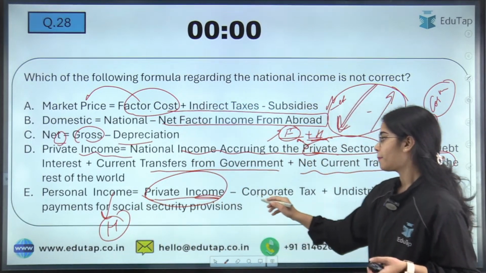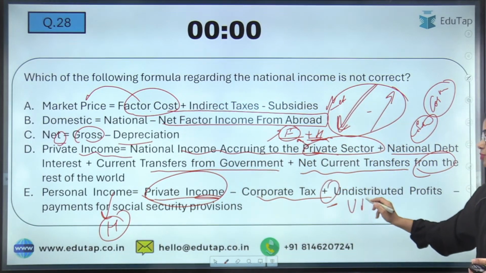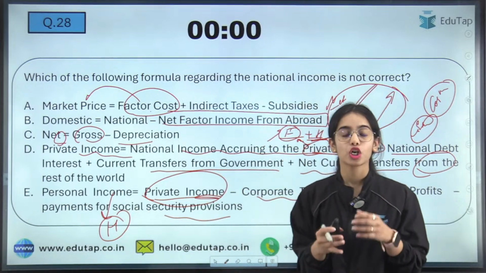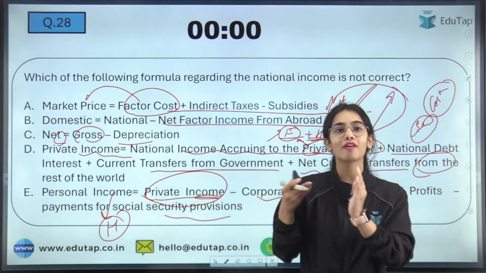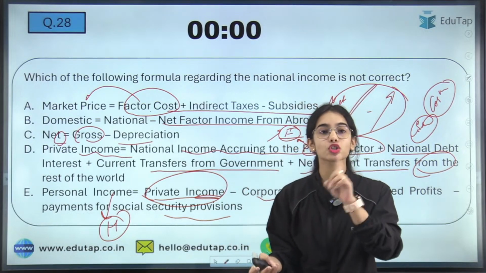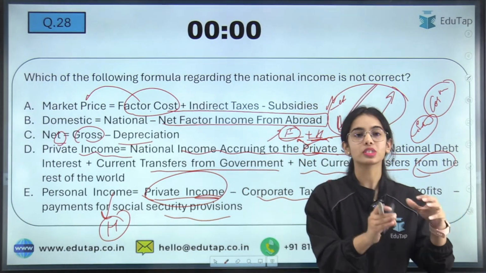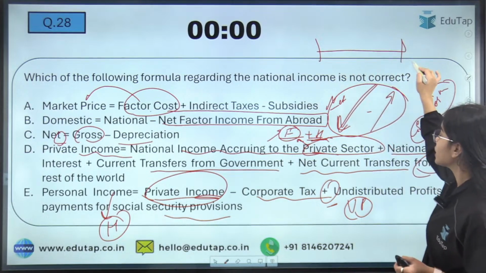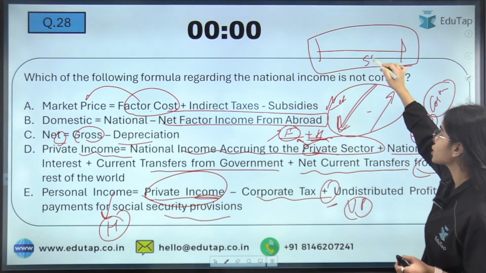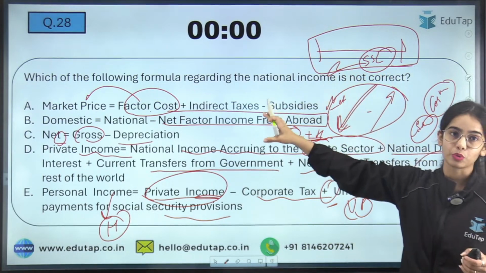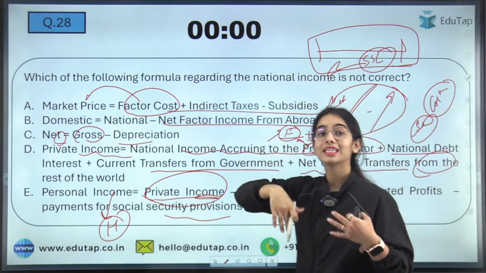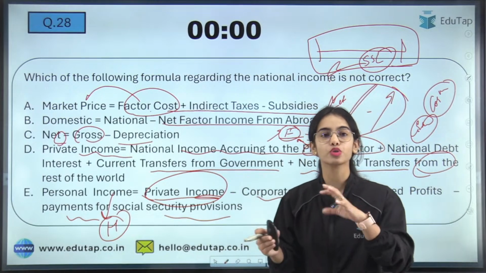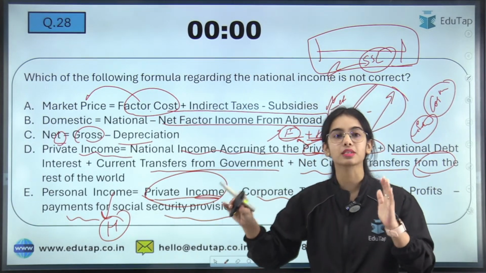So this is your private income minus the corporate tax, minus the undistributed profits, and minus the payment for social security provision by the employees. So employees, that is the people that are working, they also have to do the social security contribution. So this money is not directly received by the households in the year. Personal income, national income, personal disposable income, we are seeing it for a financial year. So in this financial year, you are not receiving this social security contribution. This is being taken away from you. So you are not receiving this social security contribution that you are making. So the payment that you have to do, the money that you have to give for the social security contribution, is not your personal income because this is not being received by the households.